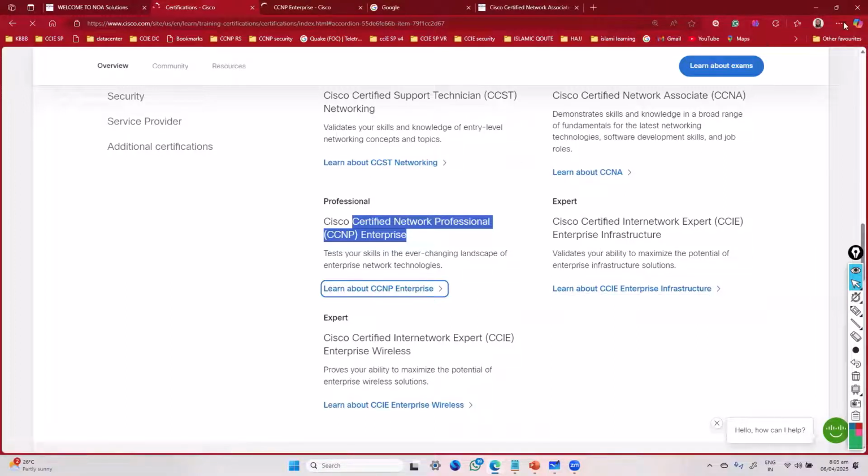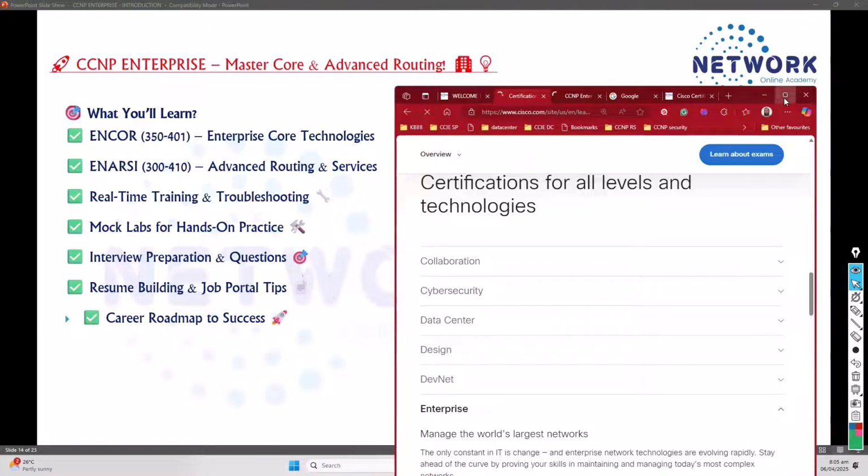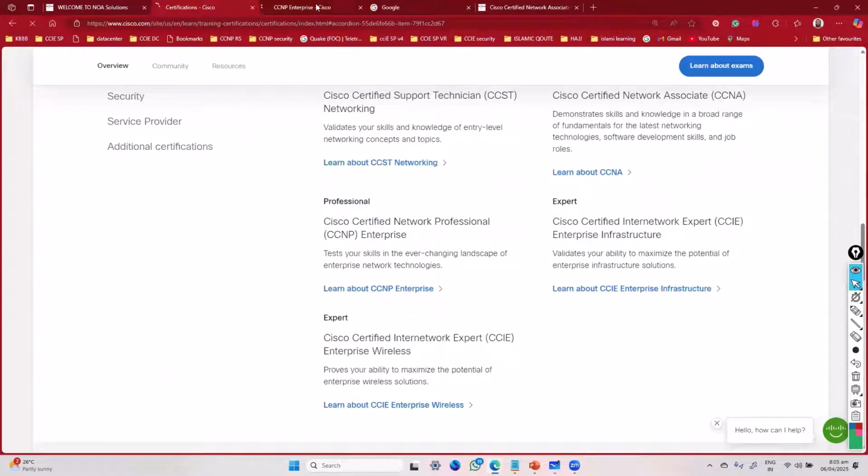You can also advance yourself to CCIE. Of course, for the CCIE, the prerequisite is CCNP. The same two modules will be covered. If you're going for CCIE, then additionally you learn SD-WAN and the SDA technologies. Those are the additional things you will learn.